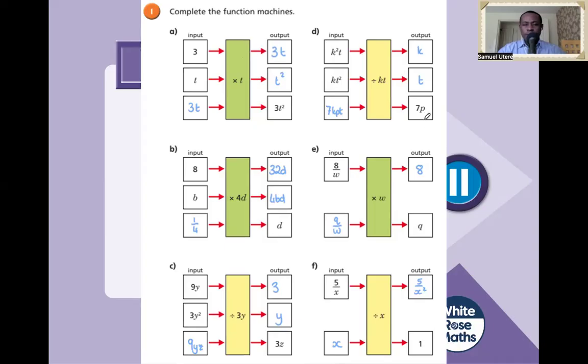So if we have 7p as our result, what could have been put in? Okay, so if we're dividing, so we're going that way, we're dividing. So if we're looking for what could have been put in to get this, it will be 7p times kt, the inverse, to get this. So it's going to be 7kpt. And that's the same process we've used to get these answers.